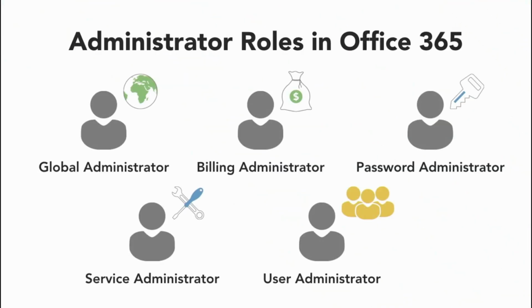The global administrator is the main administrator responsible for setting up the Office 365 instance. Subordinate administrator roles include the billing administrator, service administrator, password administrator, and the user administrator. Let's review some of these key roles in more detail.